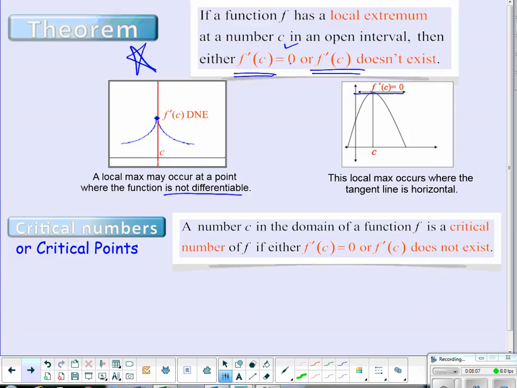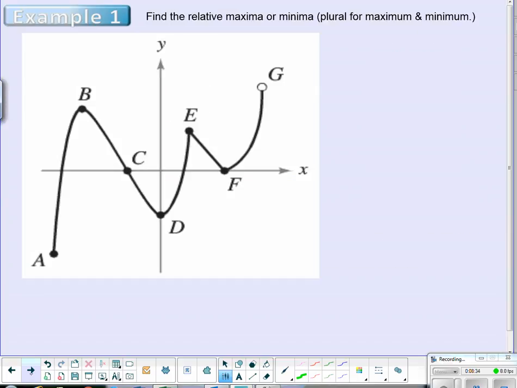Often we talk about critical numbers. A critical number c in the domain of f, so it does have to belong to the domain of f, is a critical number of f if either the first derivative is equal to 0 or it doesn't exist. So these values that we're picking up where x was equal to c, we're going to call critical values, and either it's from the first derivative equaling 0 or not existing.